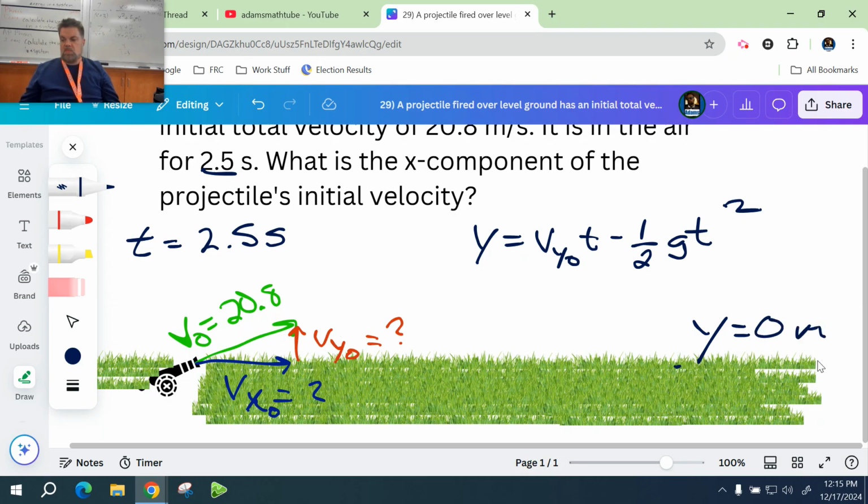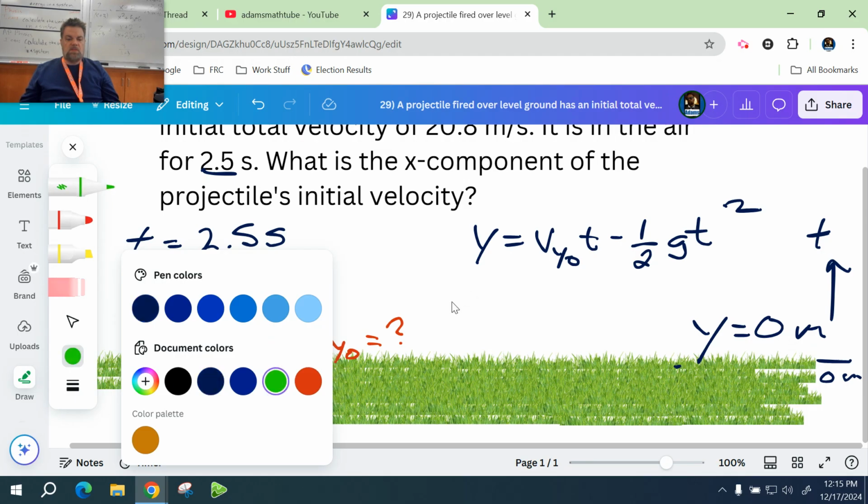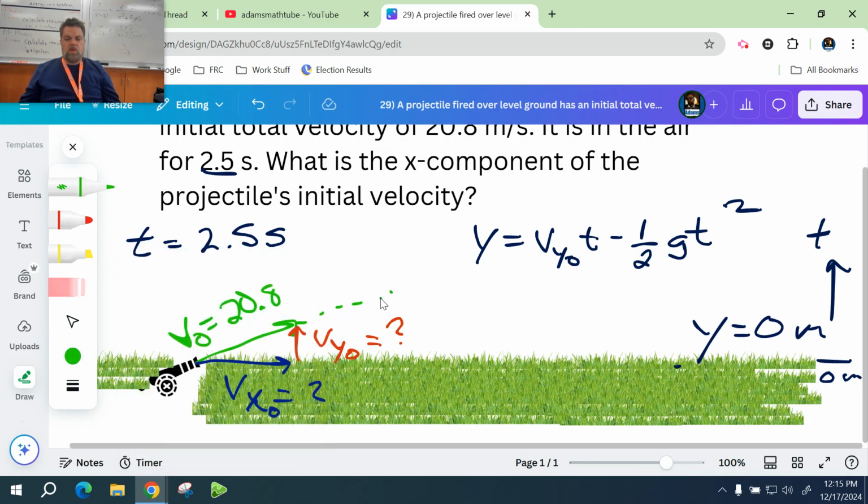So we're going to let this be 0 meters in the y direction. Going up would be a positive value. We're not going to have any negative y values. So the path of the projectile is going to go up, up, up, up, up, reach a maximum height, and land right here. And it's going to do that in 2.5 seconds.